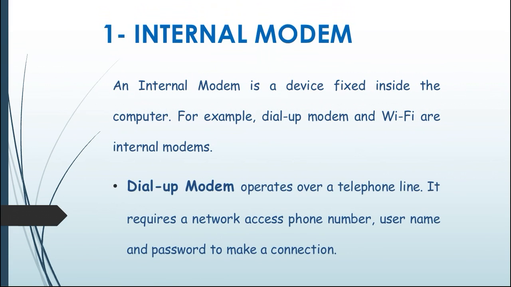First of all, internal. An internal modem is a device fixed inside the computer. For example, dial-up modem and Wi-Fi are internal modems. Dial-up modems operate over a telephone line. It requires a network access, telephone number, username, and password to make a connection. In dial-up modem, dial is from telephone. You have to get a telephone connection from which another wire is connected, which gives access to your internet.